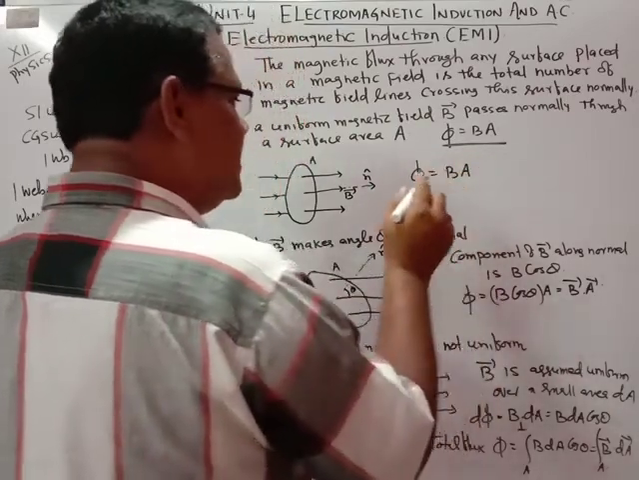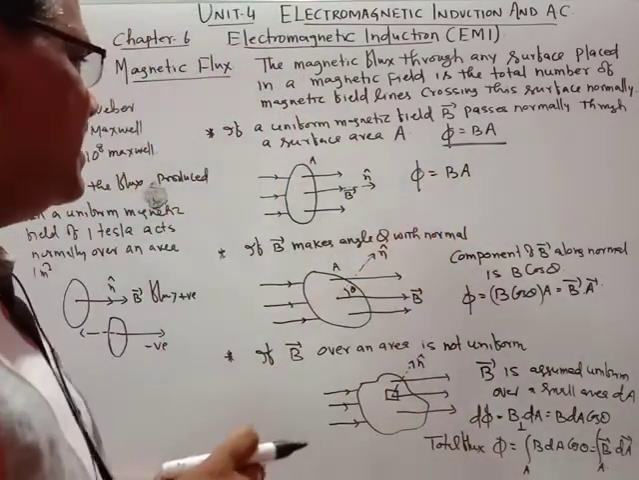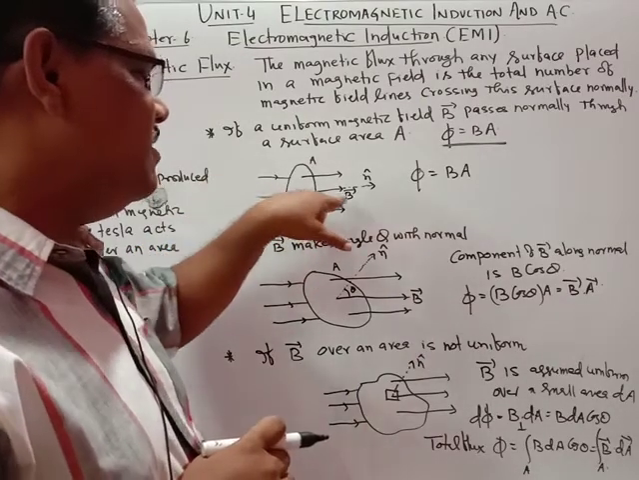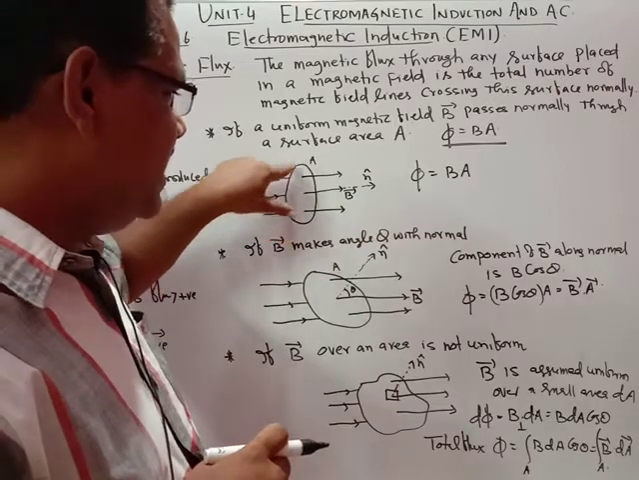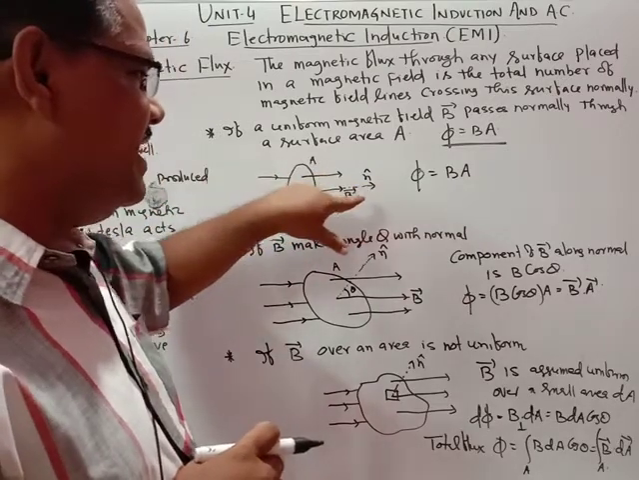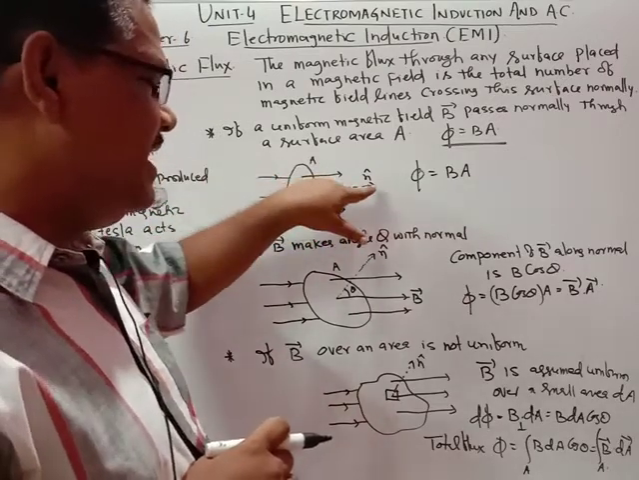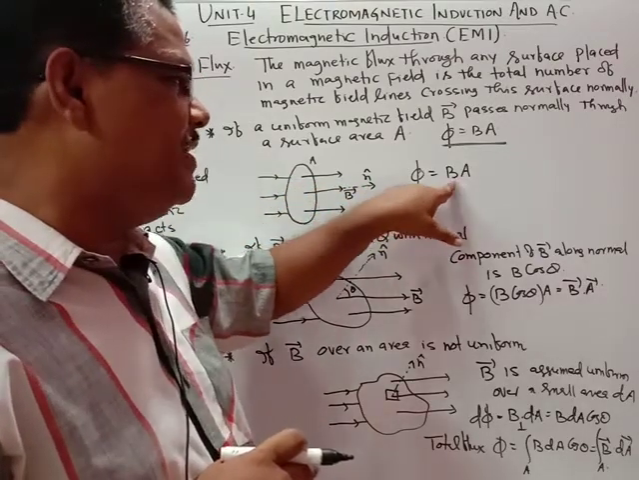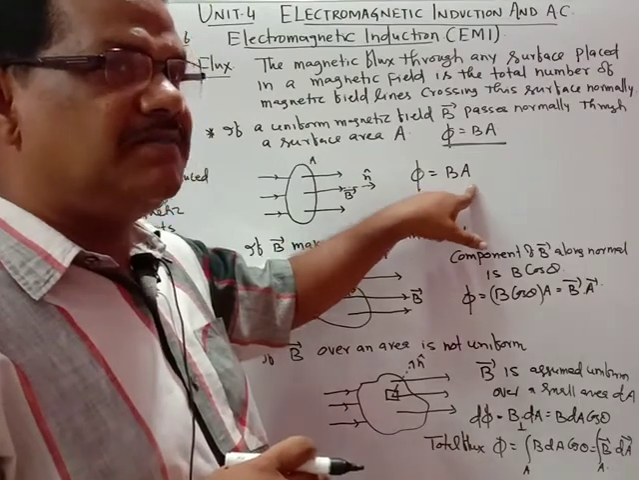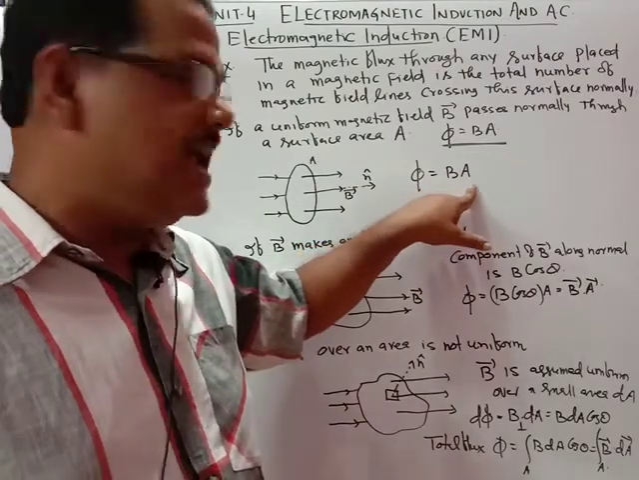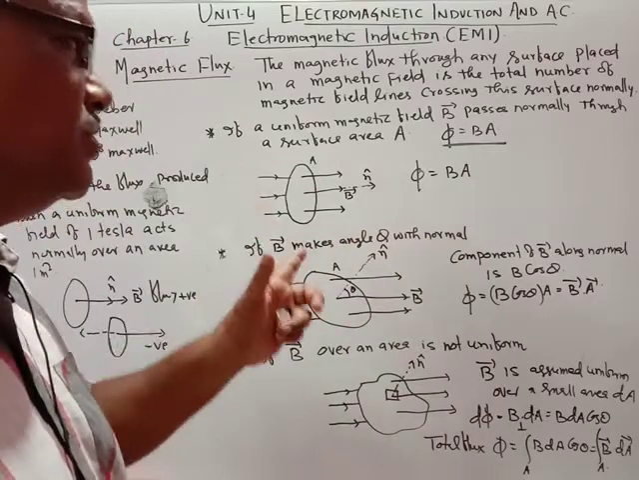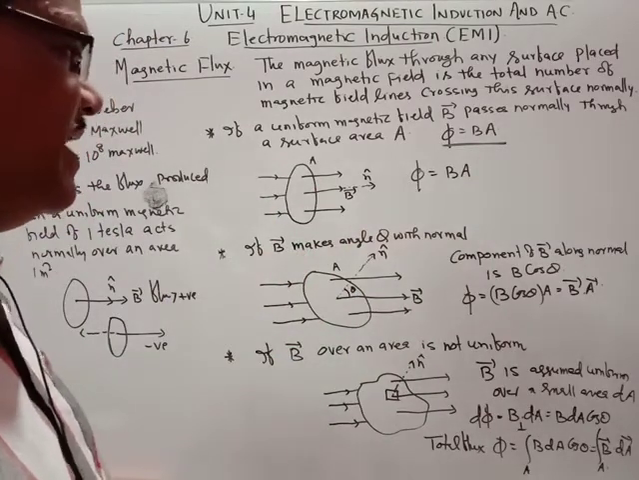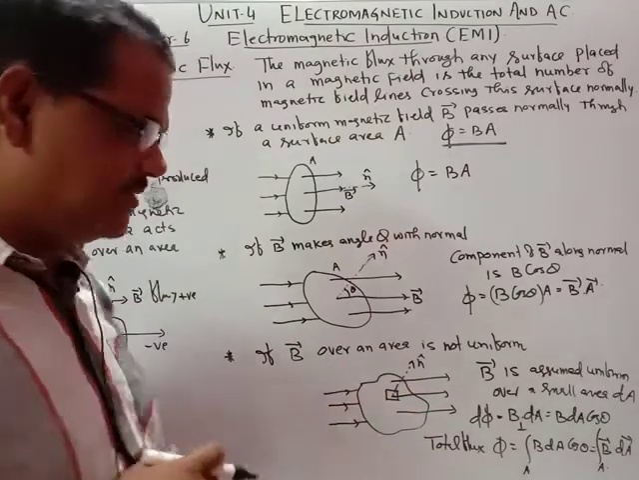Our target is the magnetic field lines which are touching the surface area normally. So here the area vector, that is the normal to the area, and the magnetic field are both in the same direction, and the total flux linked equals B into A. That means it is the product of the strength of the magnetic field and the surface area if both are in the same direction.